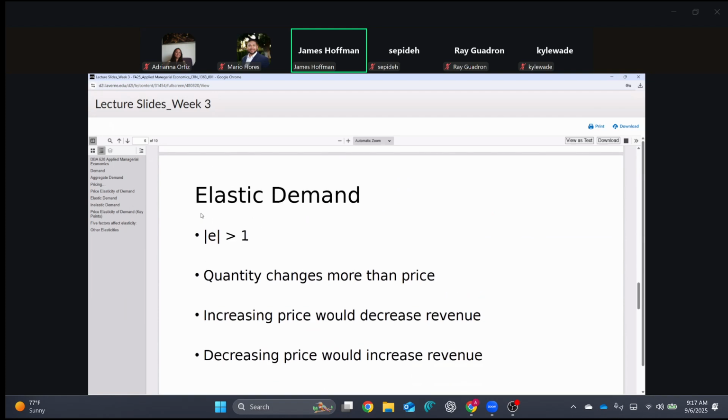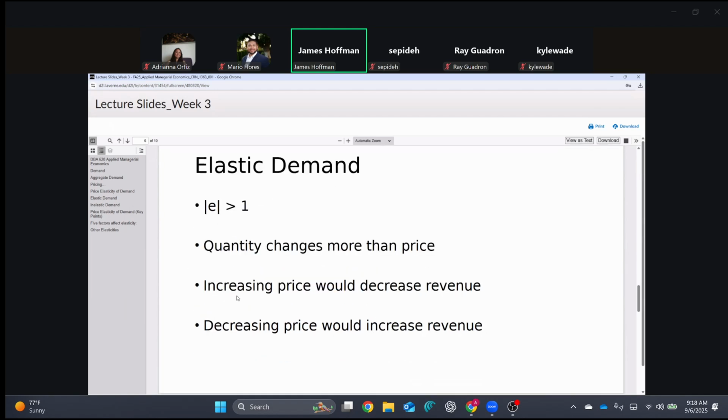So let's focus on just elastic demand, all right? Elastic demand, by definition, means that the calculation is bigger than one. Quantity changes more than price. We still know that when price goes up, demand goes down, or vice versa. But the percent that price goes up is bigger than the percent that quantity goes down, or vice versa.